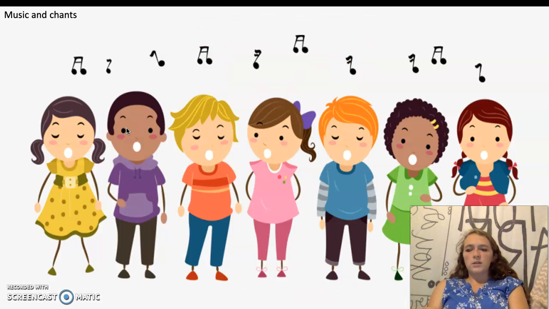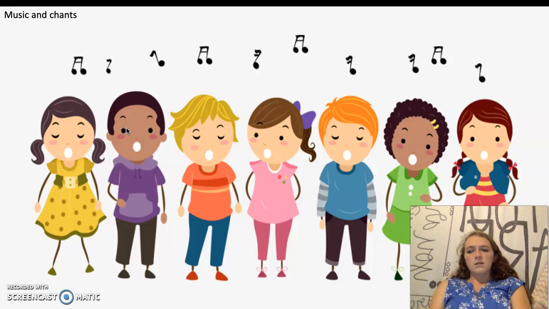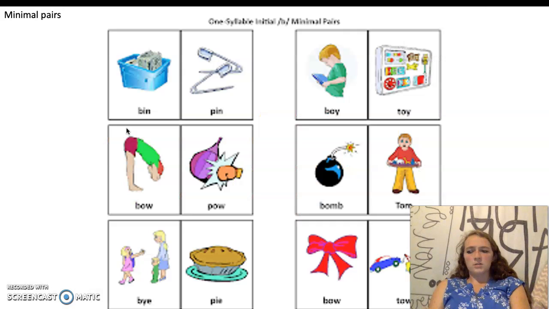Learning songs in English can be an enjoyable way to learn English and can help master the proper intonation of words and phrases. A way to modify these songs is to either project the lyrics or include pictures and gestures that can provide support. Minimal pairs are words or phrases that differ by only one phoneme.